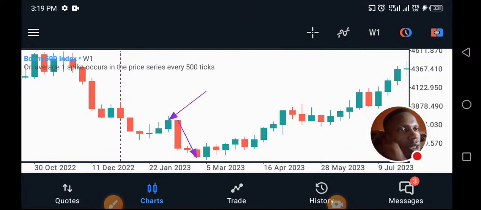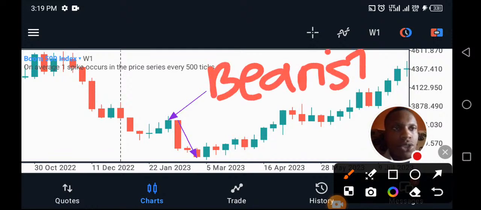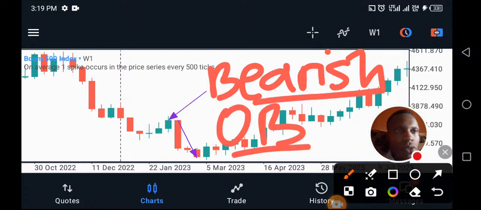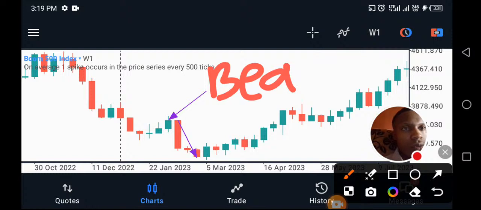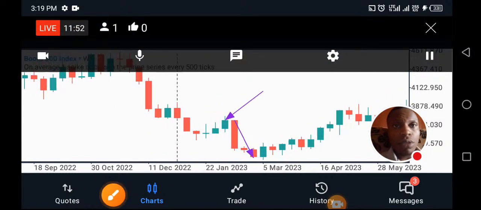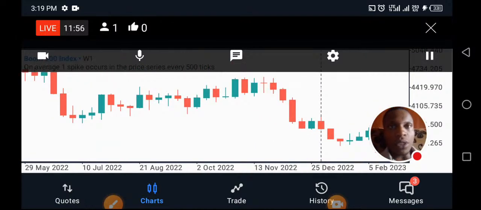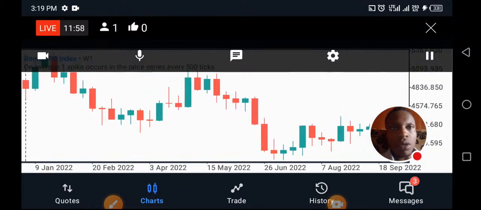So we can call this a bearish order block. You can call this a bearish order block. We can call that a bearish order block. So let's just look for one more example of a bearish order block before we explain how to make use of this order block.